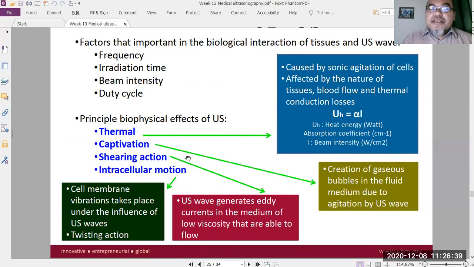We call it ultrasound bubbling. Then shearing action: the ultrasound wave will generate eddy currents in a medium of low viscosity that is able to flow. You remember eddy currents in electromagnetic waves; we studied it in the magnetic-based sensor. There is an eddy current due to the circling of the local magnetic field inside that material. If that is for a magnetic field, this one is for the ultrasonic wave. So a mechanical wave also creates small encircling waves in that medium. Then the ultrasonic wave can also cause intracellular motion. There will be vibration of the cell membrane because of being influenced by the ultrasonic wave, as well as some twisting action.